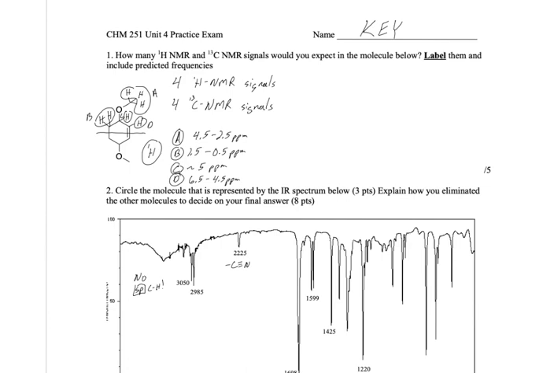And four types of carbons, 1, 2, 3, and 4. And then frequencies are just predicted from the chart that you'll be given during the exam. So A, because these are next to the oxygen, these are a little farther downfield, 4.5 to 2.5. B is farther away from stuff, so it's saturated, 1.5 to 0.5. D is vinyl, so 6.5 to 4.5.